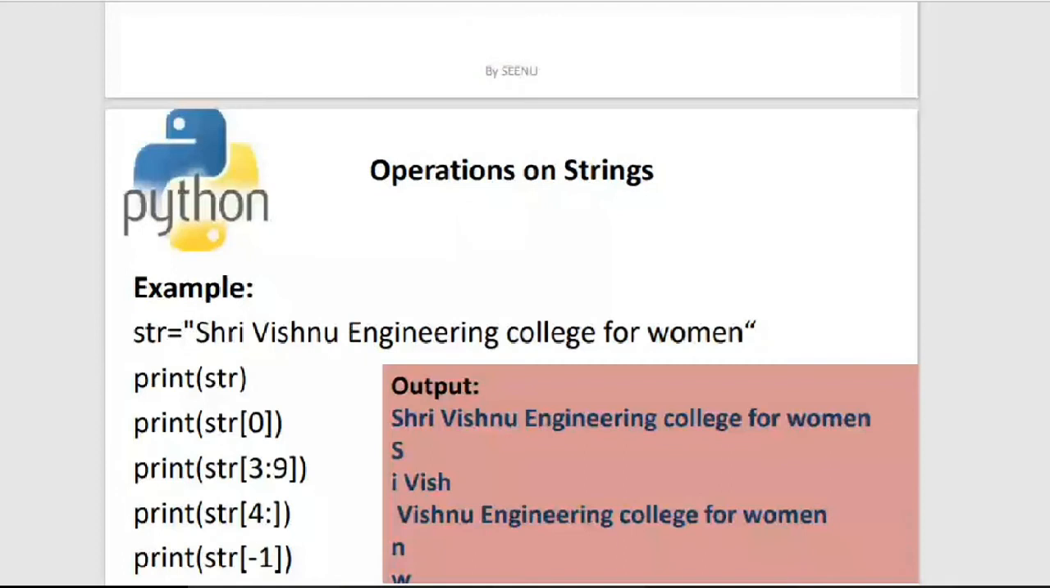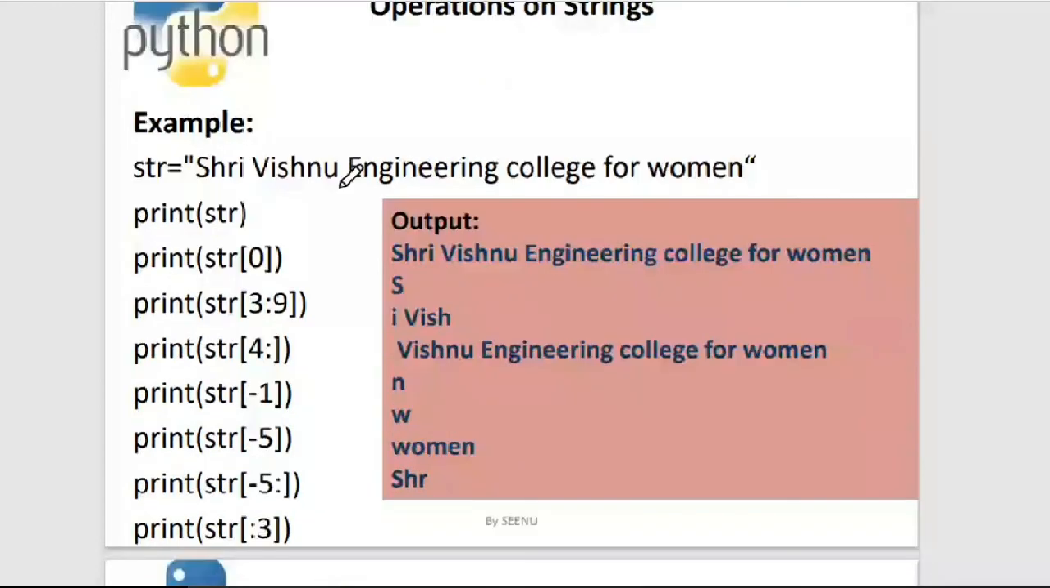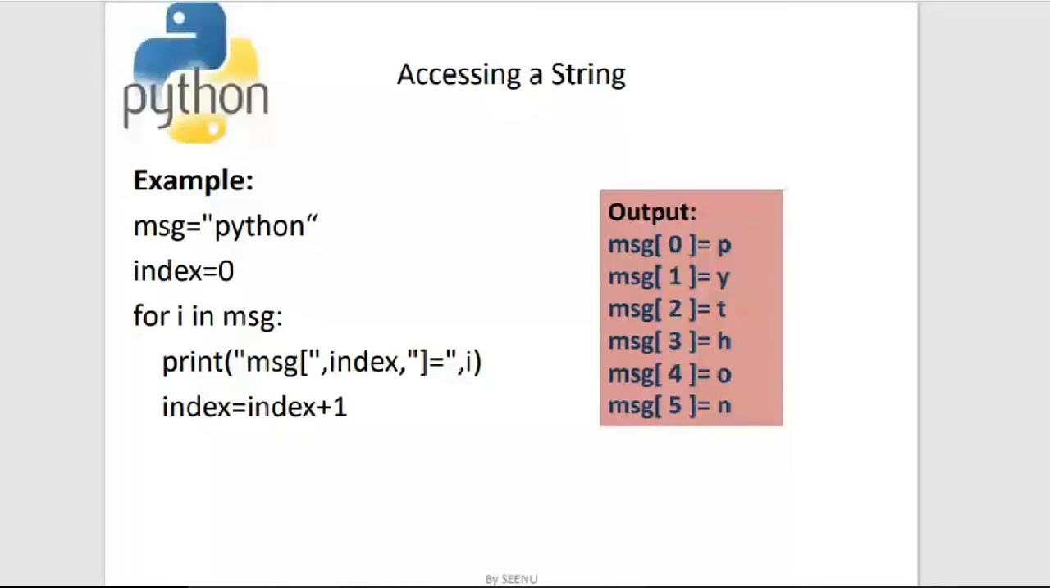This example I have already discussed in the first unit, so I'm skipping it. This example is accessing a string. How do you access a string? You can use a for loop. I'm saying for i in MSG, and in the print statement I give MSG and then the index number, because I want each and every character in the output by its index number. I'm formatting my print statement so the output will be in this format. Otherwise, I can simply say print i.